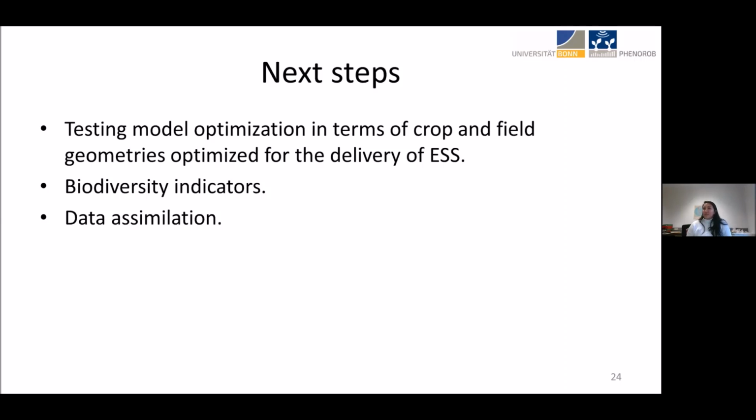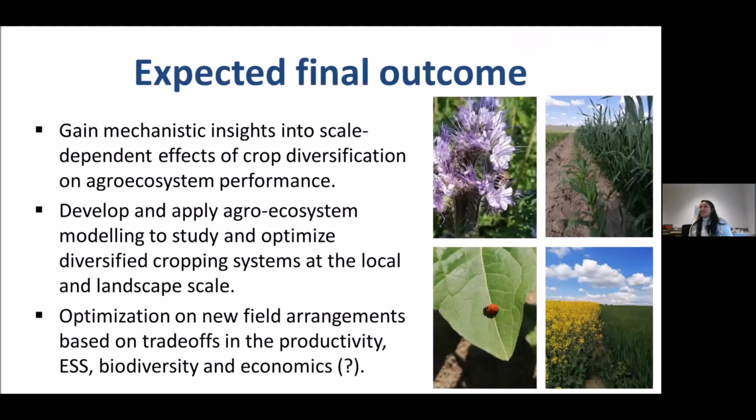We would also like to improve the model in terms of the quantification of biodiversity indicators. So how to identify options to quantify these effects of the diversified cropping system and new field arrangements on biodiversity, and also some data assimilation that can be used as an input to the model for model improvement, and also the improvement of the simulation of the spatial heterogeneities in the soil. So with this, I finish.